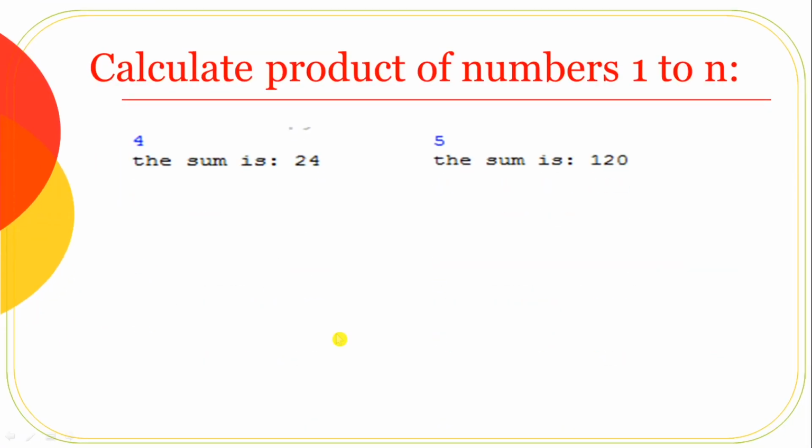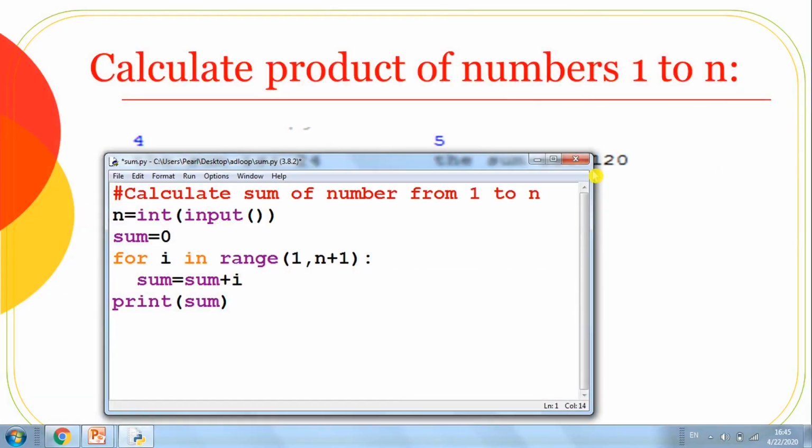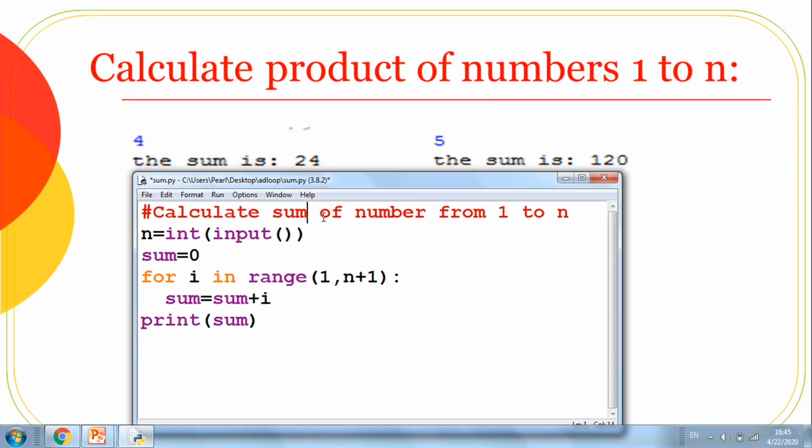Calculate the product of numbers from 1 to n. So this example is the same as the previous example, but here you should calculate the product, the times. For example, if it's 4, the result should be 24. If it's 5, the result should be 120. I will open that example and I'll try to change only some points.